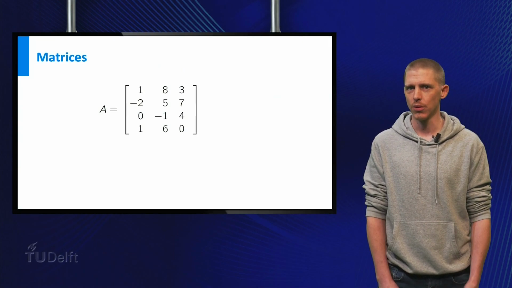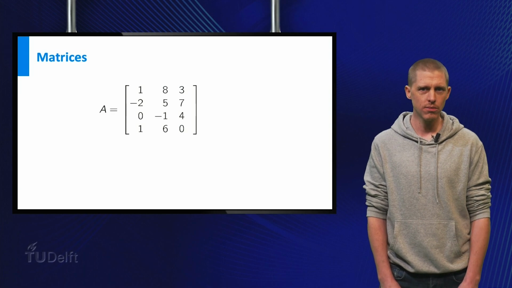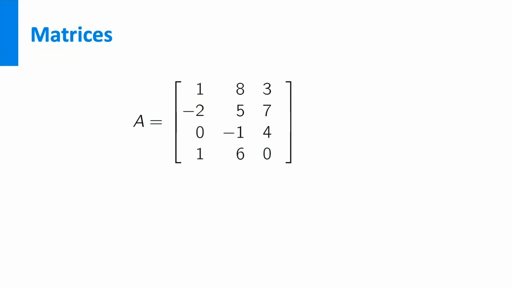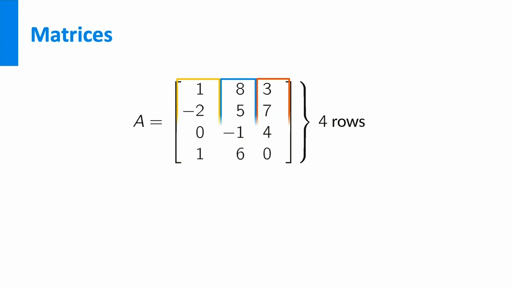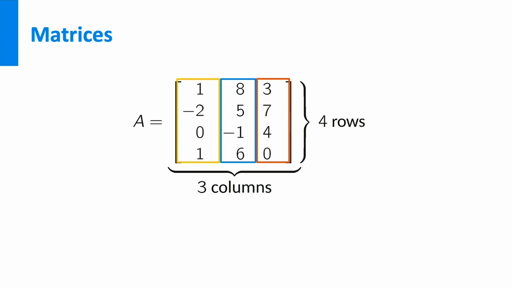A matrix is simply a rectangular block of numbers. For example, the matrix you can see here. Each horizontal line of numbers in a matrix we call a row, so this matrix has 4 rows. Each vertical line of numbers in a matrix we call a column, so this matrix has 3 columns. Note that each column is a vector with 4 components.